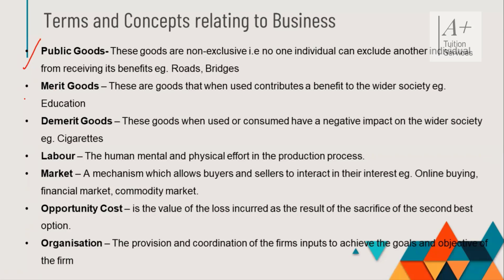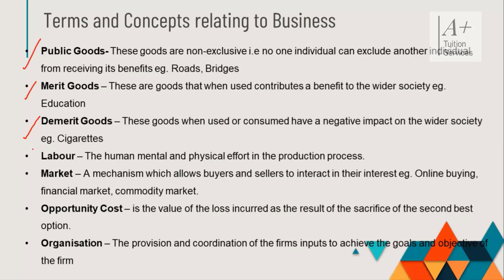Then we have merit goods. Merit goods are goods that, when used, contribute benefits to wider society. For example, education. Under education, we have things like books, stationery, maybe anything that is used to contribute a benefit or to grow society is a merit good. Then we have demerit goods, which are the opposite of merit goods. So these are goods that are consumed and have a negative impact on society, like alcohol, cigarettes, and drugs, etc.